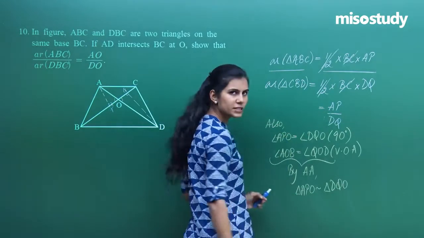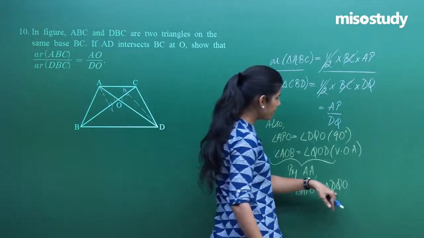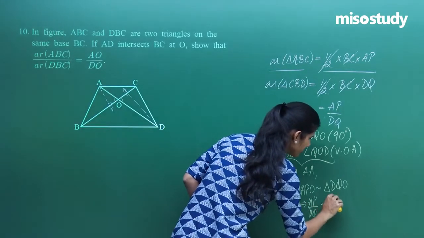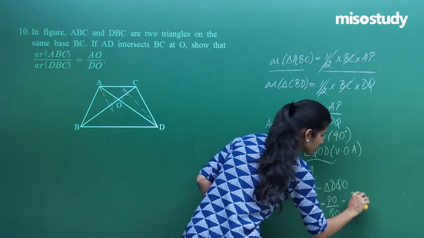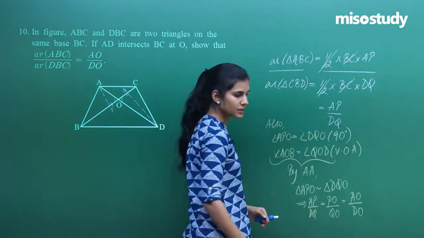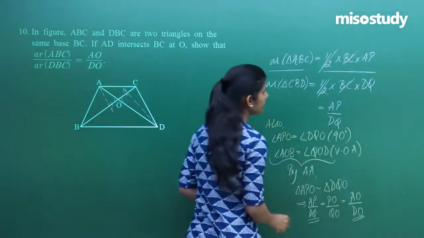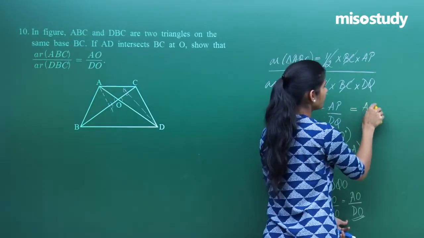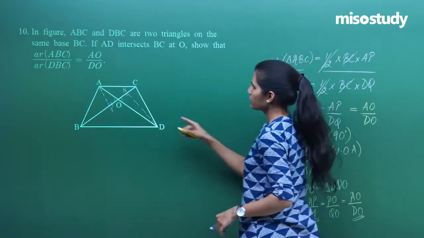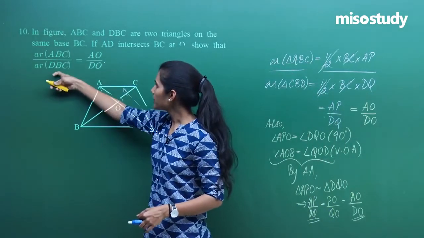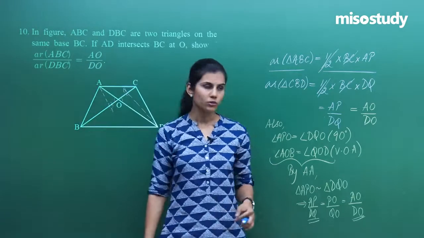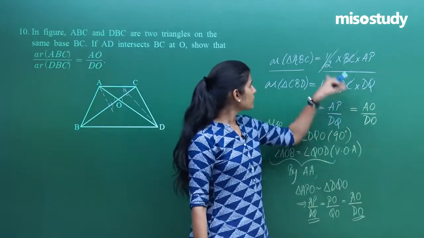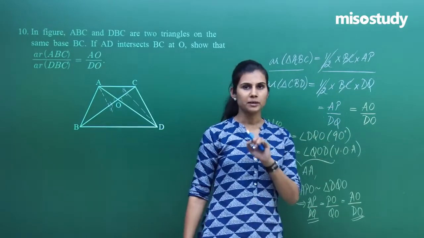Therefore their corresponding sides will be proportional. So AP upon DQ is equal to PO upon QO is equal to AO upon DO. If I have AP upon DQ is AO upon DO, I can write the area of this upon this, which is AP upon DQ, is equal to AO upon DO. And that is what I had to show, that the ratio of area of ABC and area of DBC triangle is AO upon DO. We first came till AP upon DQ, then we proved AP upon DQ is AO upon DO, and so I have got this ratio as equal to AO upon DO.